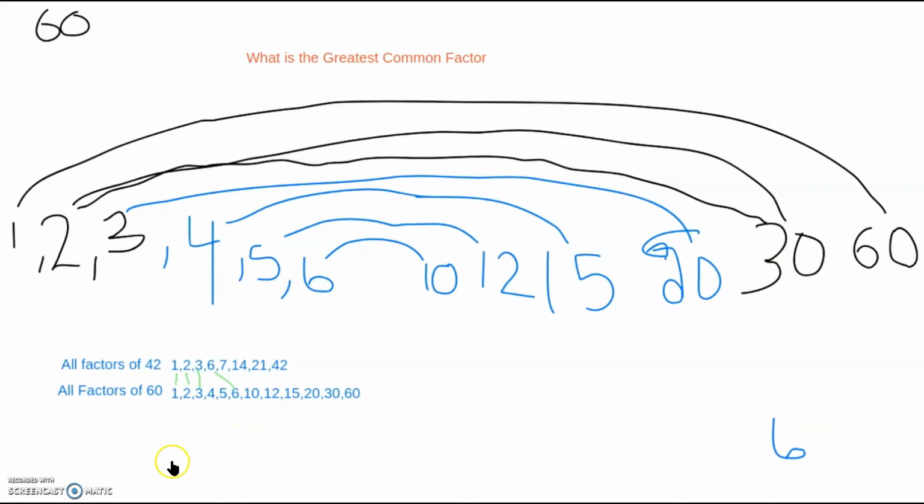Okay, so there's no 7 down here, there's no 10 up there, there's no 14, 21. So yeah, whoever said 6 is right, that is the greatest common factor. I'm going to show you another way to get the greatest common factor later, but for now, I wanted to make sure you understood what the greatest common factor was. Are you guys good with that?